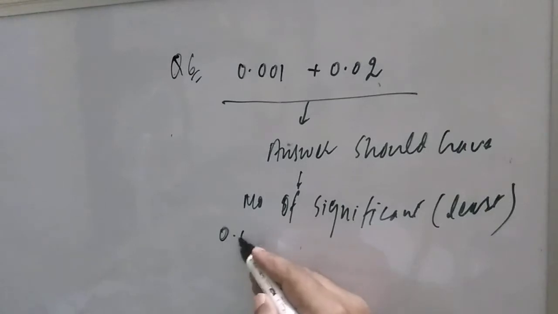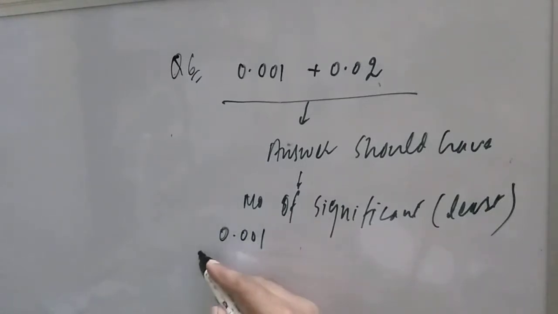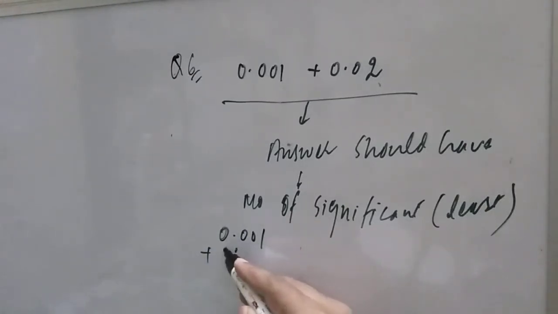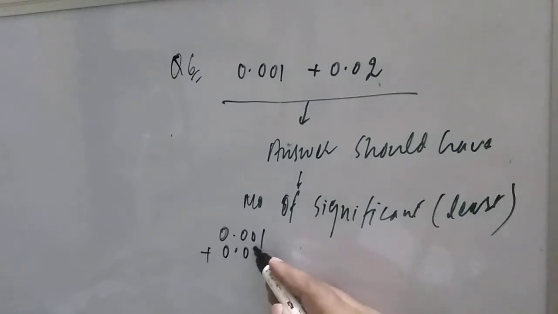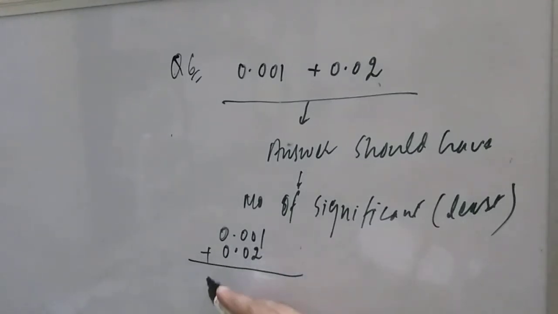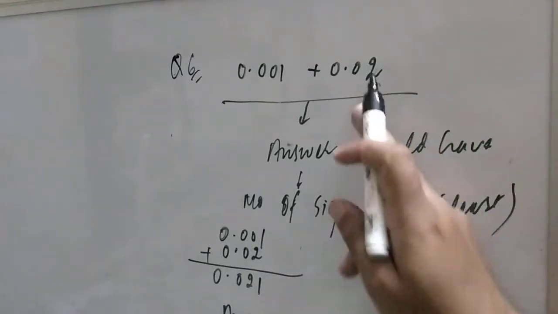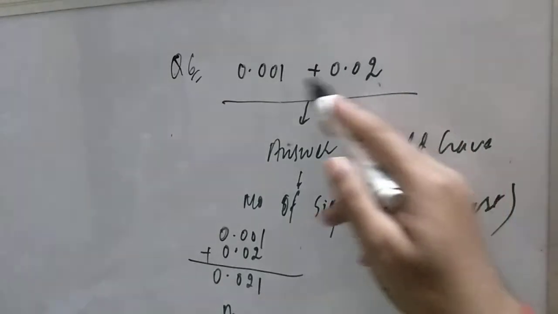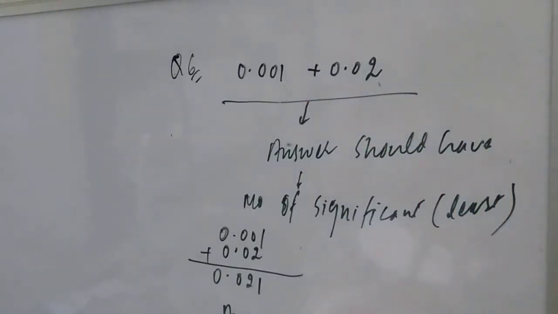So you add, student. If you are adding 0.001 plus 0.02, it is coming 0.021. But how many significant figures should the answer have? One significant figure, because these numbers are having one significant figure. So what will be the answer, student? 0.02.